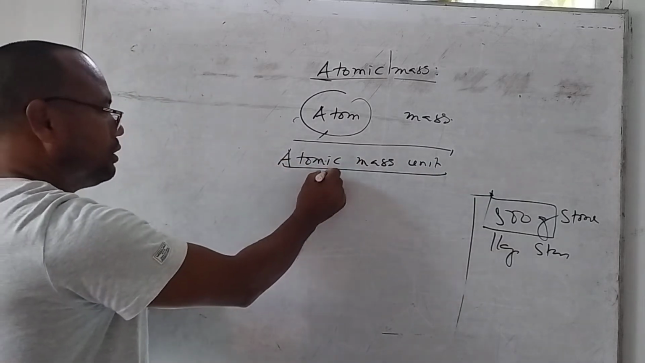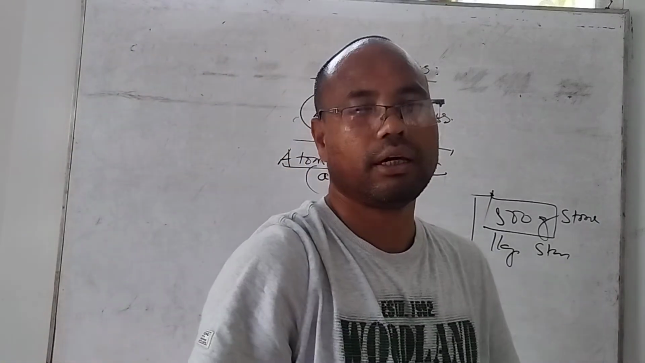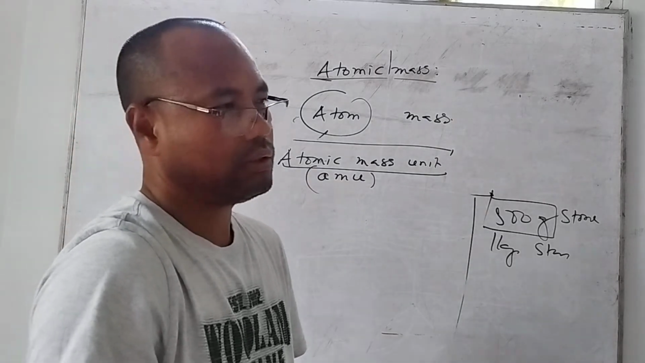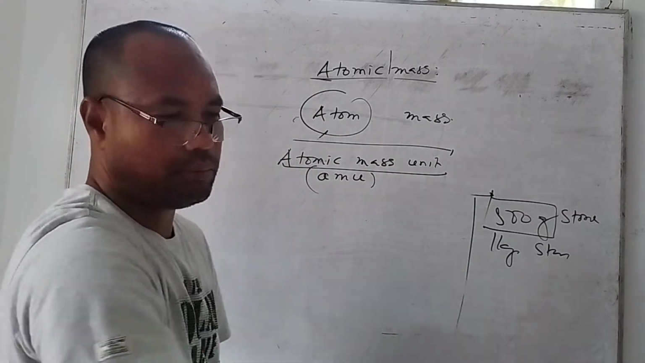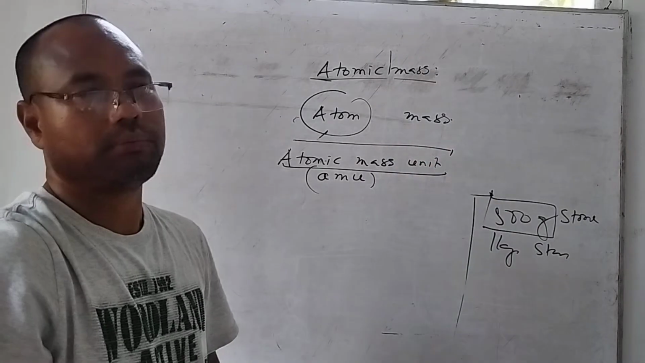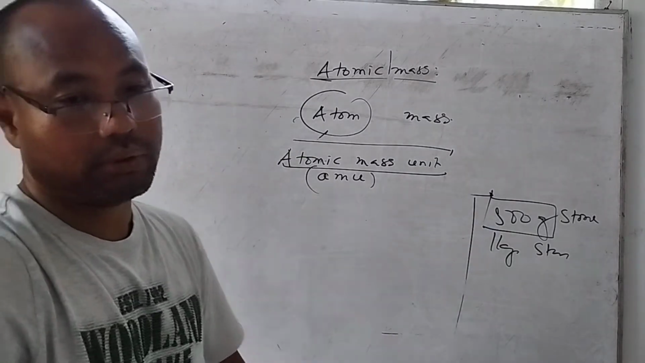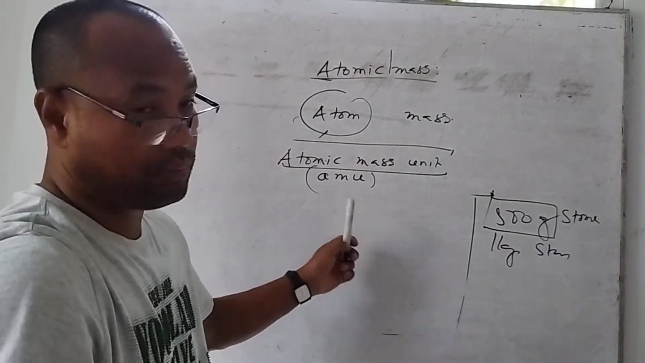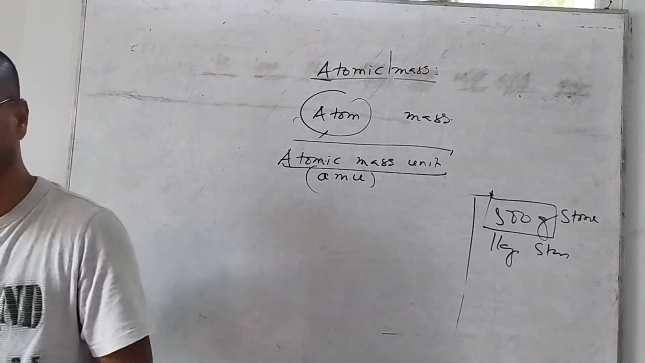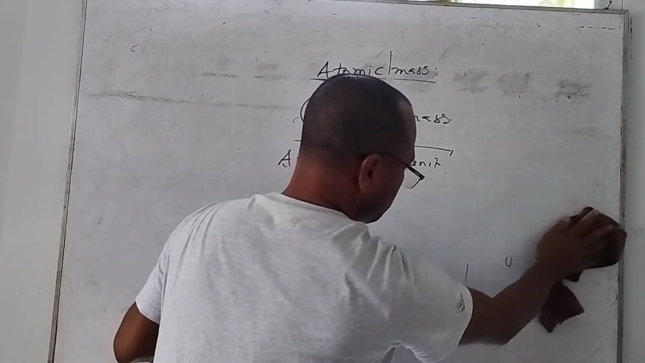Atomic mass unit. In short, we used to write AMU, right? AMU in our chemistry is the atomic mass unit. This abbreviation is also used by one of the very famous universities, the Aligarh Muslim University. But this is not Aligarh Muslim University, this is the atomic mass unit, right? Now please understand what the atomic mass unit is.